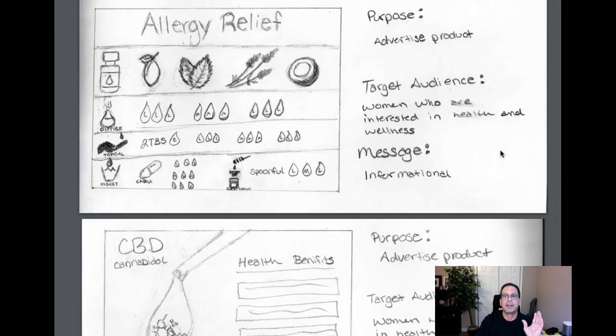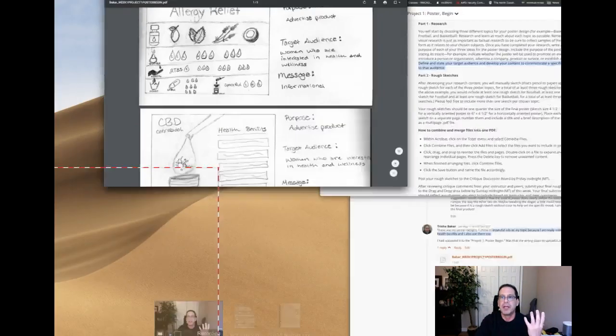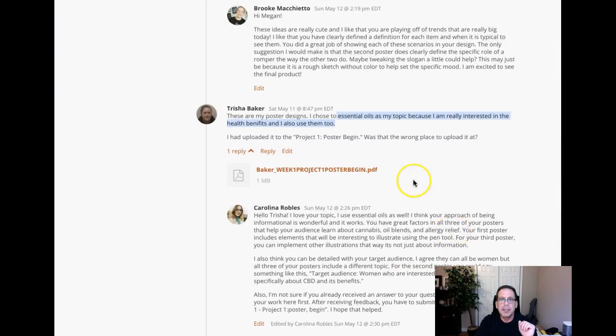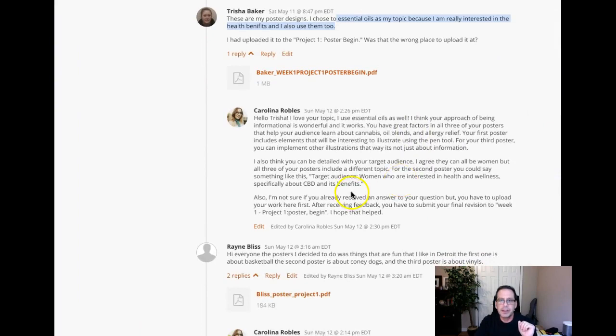The problem is that a target audience should be really defined in detail. So you want to include a specific age, and you want to include a specific interest group, which you have here. Interest, that's a very broad interest group. Women who are interested in health and wellness. One of your classmates had included a pretty interesting response. For my second poster, you could say something like this: target audience, women who are interested in health and wellness, specifically about CBD and its benefits.